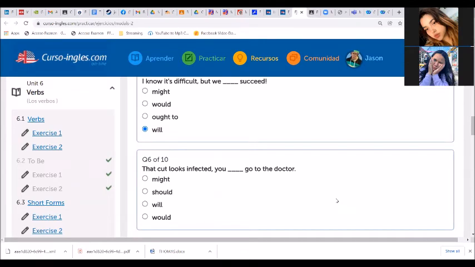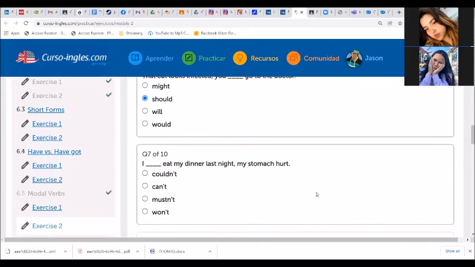Yes, that it looks infected. You might go to the doctor. Esa herida parece infectada. ¿Es posible que vas al doctor? Sounds a little sarcastic, Monse. Deberías ir al doctor. What would be the appropriate one? That could look infected. You should go to the doctor. Correct. Francisco Bernardo, number 7.